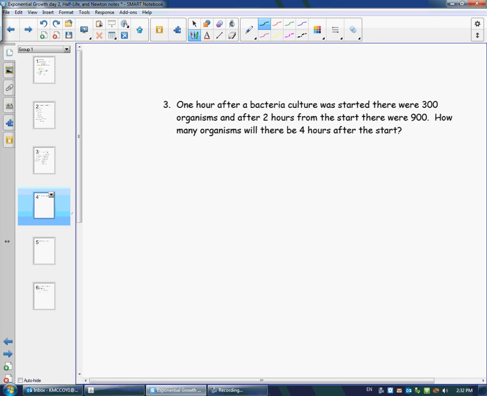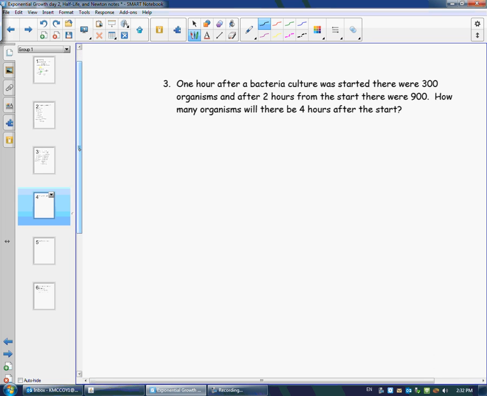Okay, this one is similar to the ones that we've done before. A little bit of a difference here. It's all in the wording, so you have to be really careful what you're reading. It says 1 hour after a bacteria culture was started, there were 300 organisms. And 2 hours from the start, there were 900. So we're actually starting past the time 0. So we're going to have to basically rename our time 0. And then how many organisms will there be 4 hours after the start? So again, everything has to be based upon your starting time. That's the key.